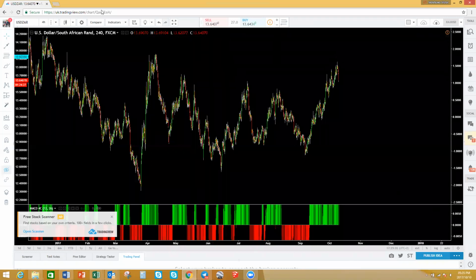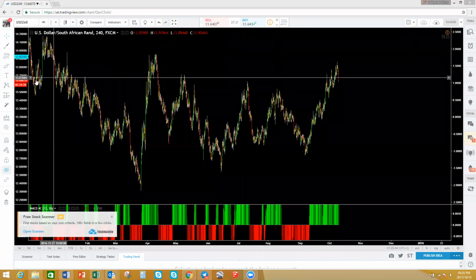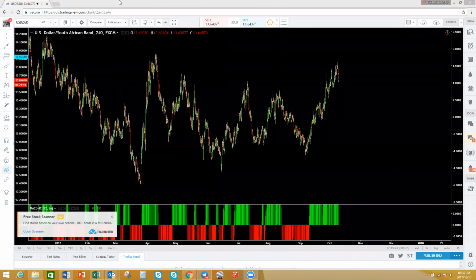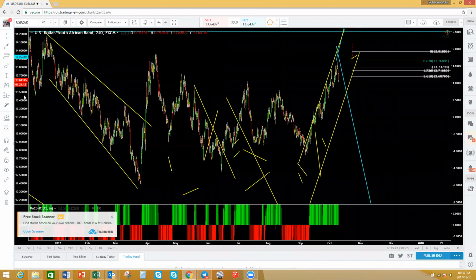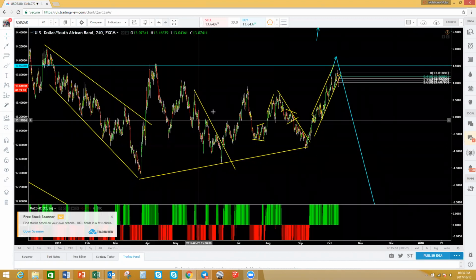Okay, so this is US dollar ZAR. So, a number of things that we're looking at there. I'm going to switch on the count there. I know it looks complicated, but we're going to uncomplicate it a bit.